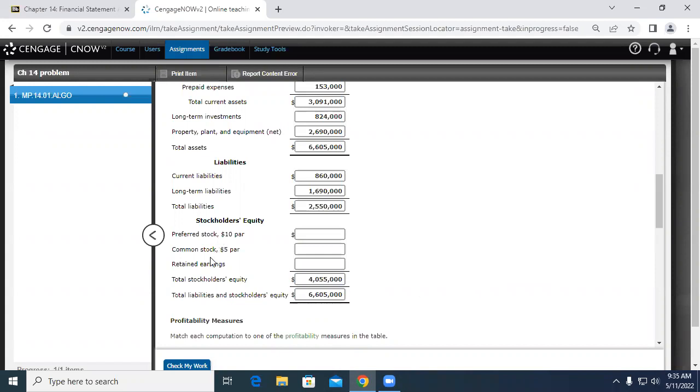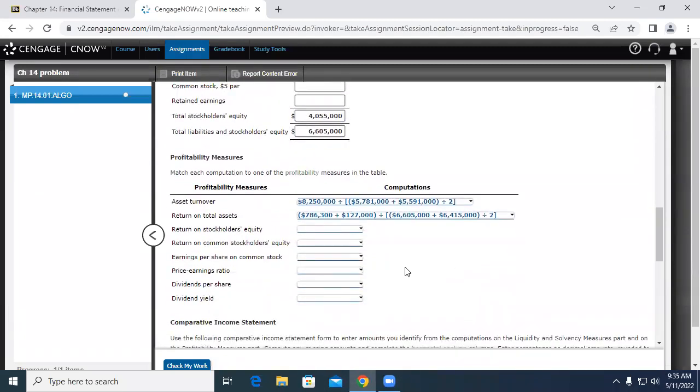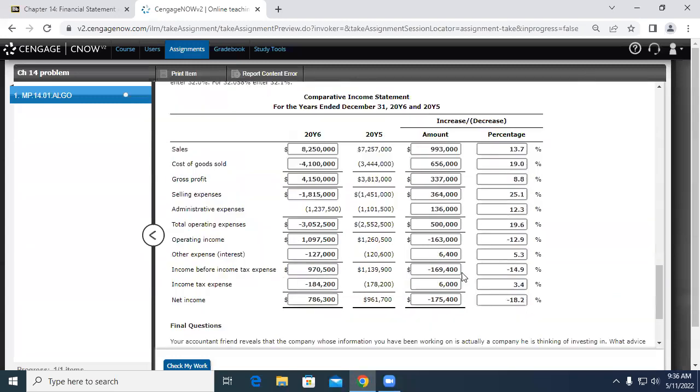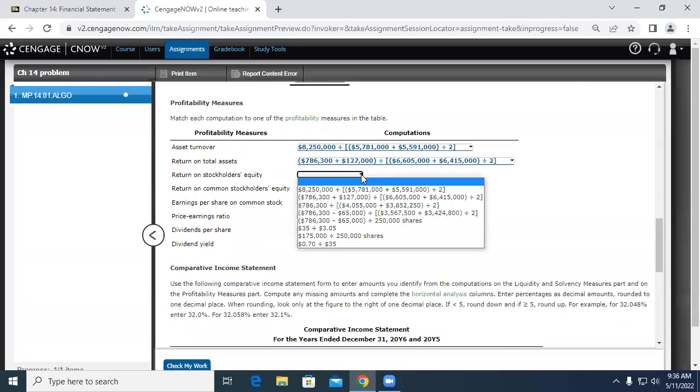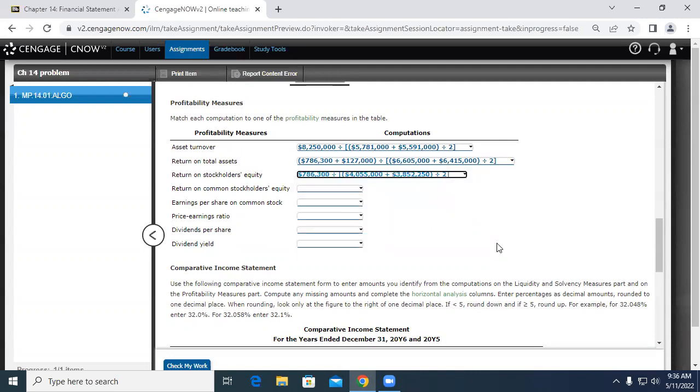We don't yet know retained earnings, preferred stock, or common stock, but we'll get there. Our next calculation that we're looking for is return on stockholders' equity. That is net income divided by average total stockholders' equity. So we know our net income was $786,300. We know that's what we're looking for in the numerator. And then we divide that by the average of two numbers. So that's this. Nothing there that we don't already know.